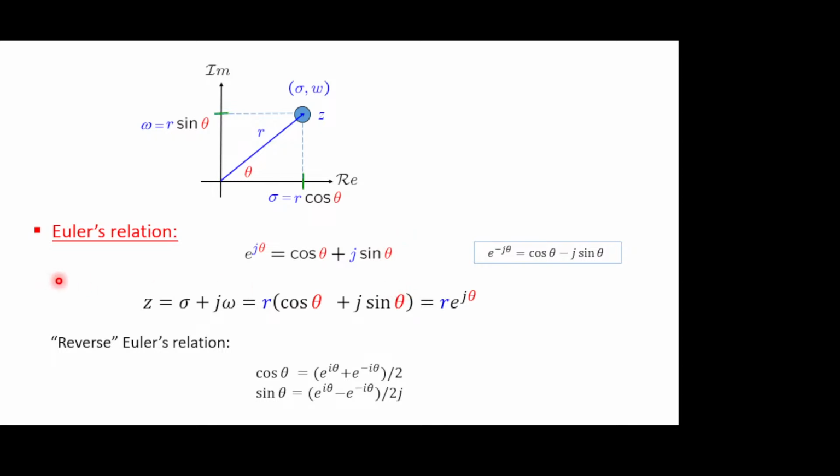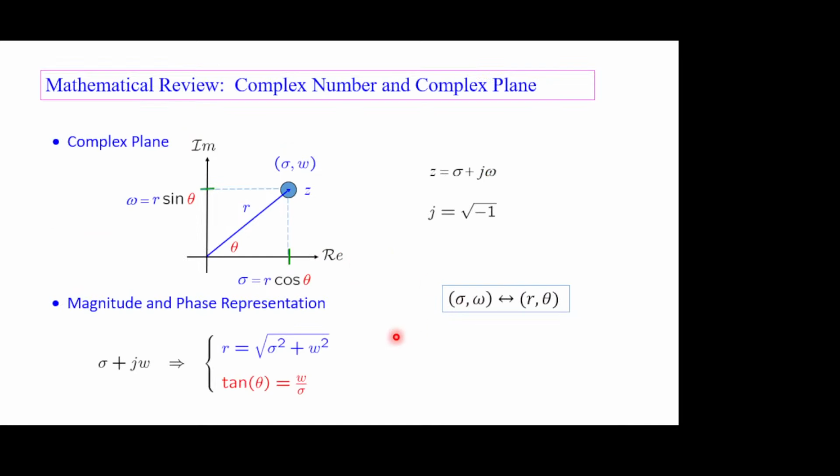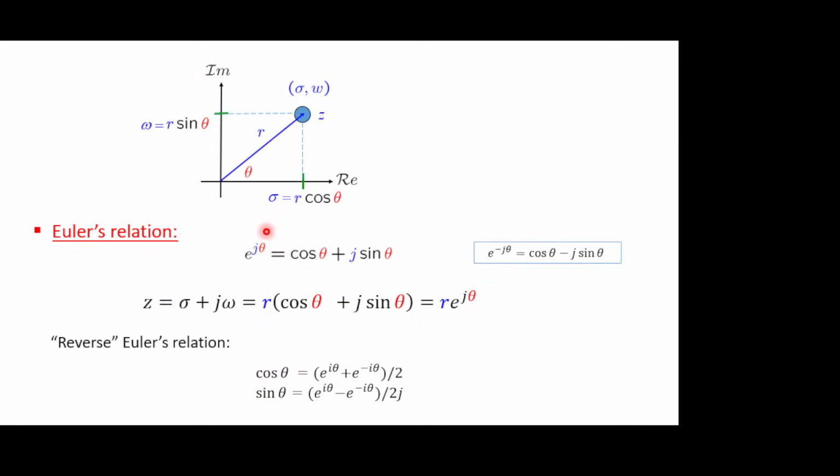This is related to the change back and forth between Cartesian and polar coordinates. You can see this e to the j theta as representing the complex number z in polar coordinates, for when r equals 1. When r equals 1, then e to the j theta equals z, and the cosine theta will be the real part, and the j sine theta will be the imaginary part.